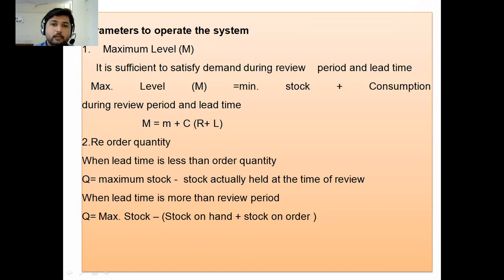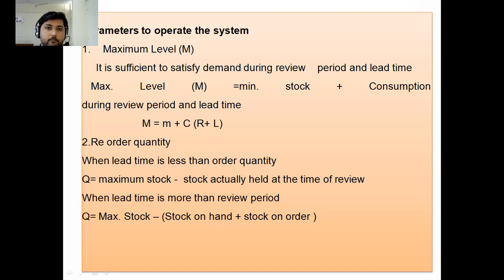So maximum level M is equal to minimum stock plus consumption during the review period and lead time. So capital M is equal to small m plus C multiplied by R plus L. Capital M is equal to small m plus C inside the bracket R plus L.